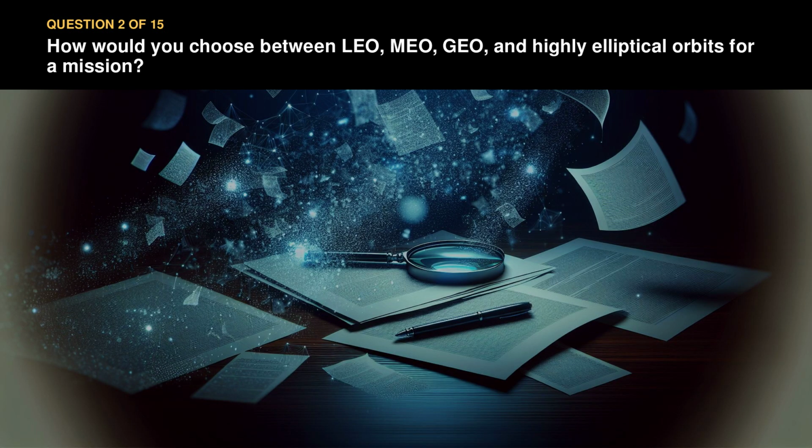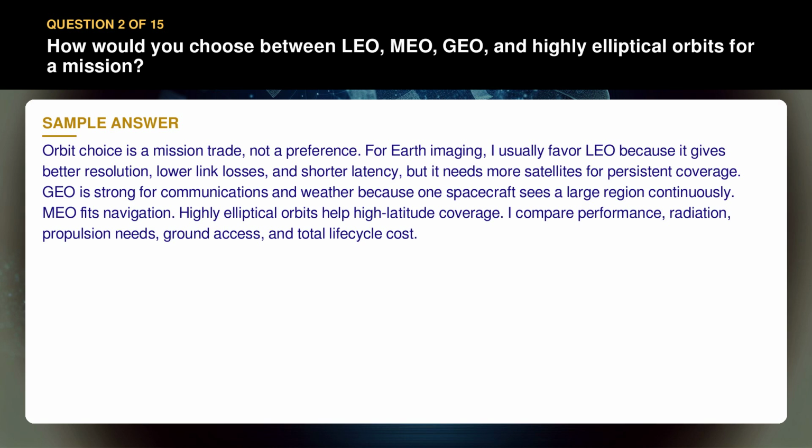Question 2. How would you choose between LEO, MEO, GEO, and highly elliptical orbits for a mission? Orbit choice is a mission trade, not a preference. For Earth imaging, I usually favor LEO because it gives better resolution, lower link losses, and shorter latency, but it needs more satellites for persistent coverage.